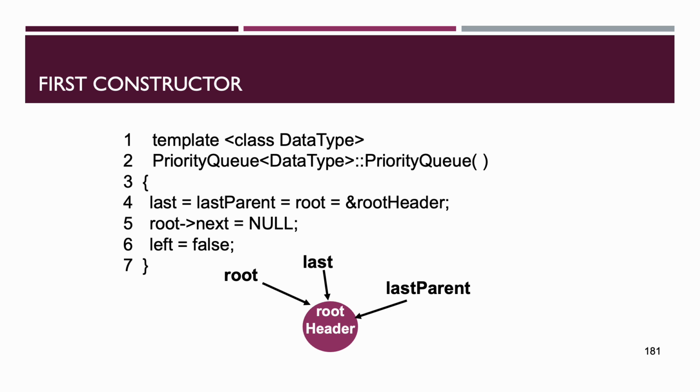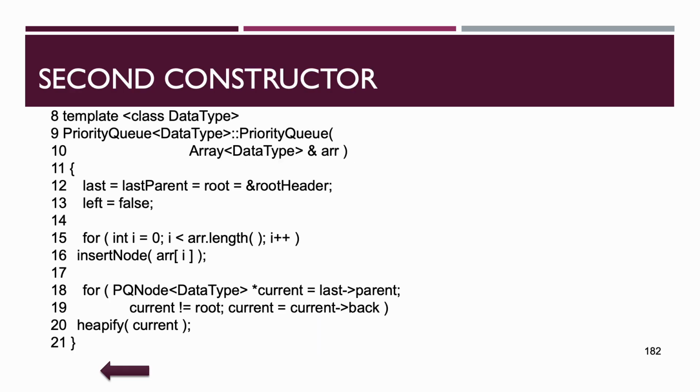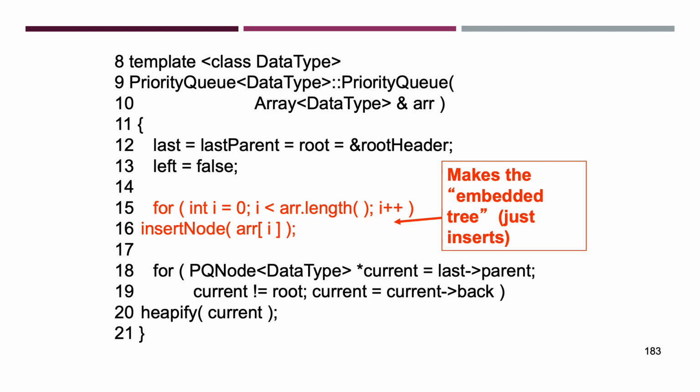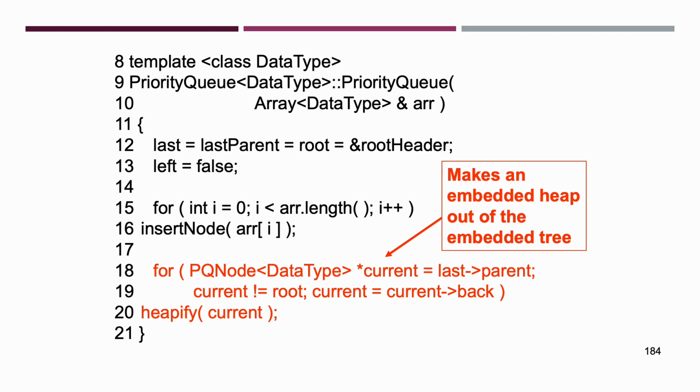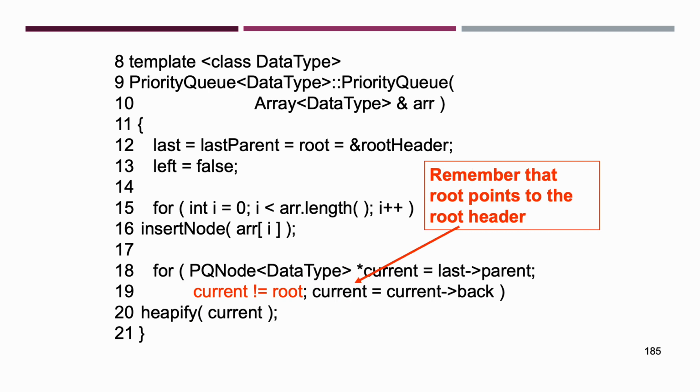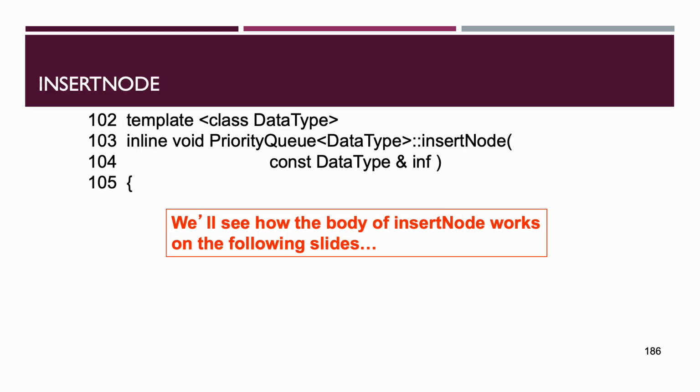Now here the first constructor just has last equal to last parent equal to root equal to root header. Then this is the second constructor. Now this for loop makes the embedded tree, it just inserts, and this for loop makes an embedded heap out of the embedded tree. You have to remember that this root points to the root header. Now we'll see how the body of insert node works on the following slides.